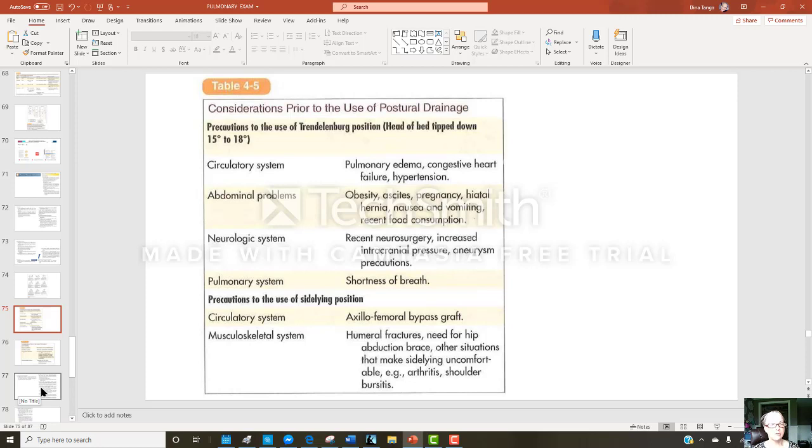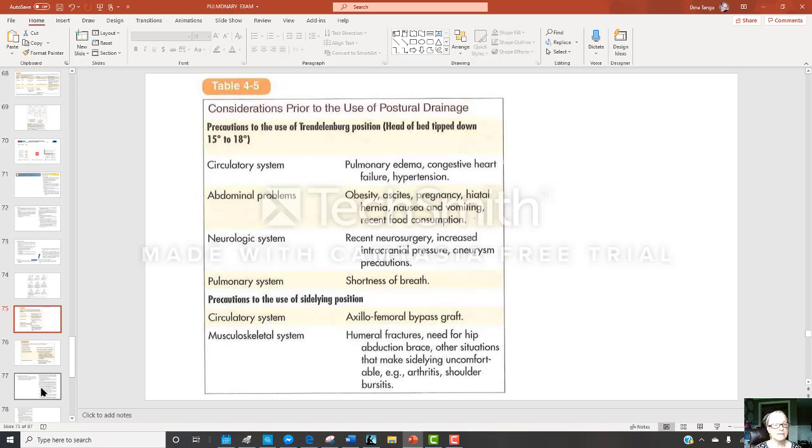Precautions to the use of Trendelenburg position, head of bed tipped down 15 to 18 degrees. Circulatory system: pulmonary edema, congestive heart failure, hypertension. Abdominal problems: obesity, ascites, pregnancy, hiatal hernia, nausea, vomiting, recent food consumption. Neurological system: recent neurosurgery, increased intracranial pressure, aneurysm precautions. Pulmonary system: shortness of breath.